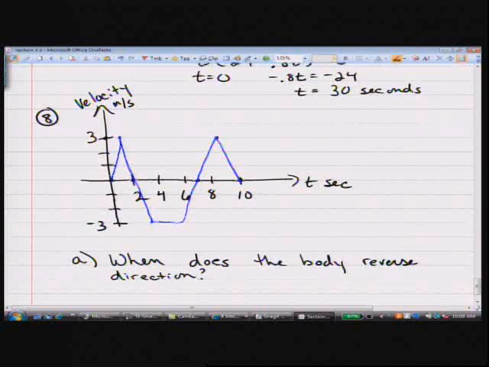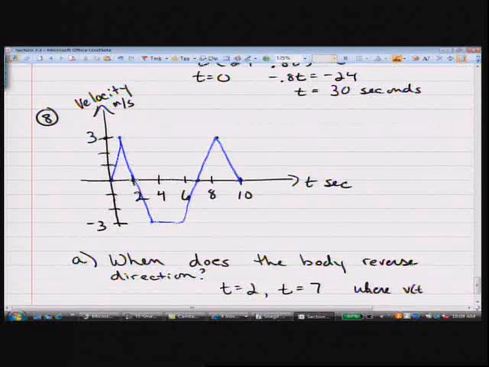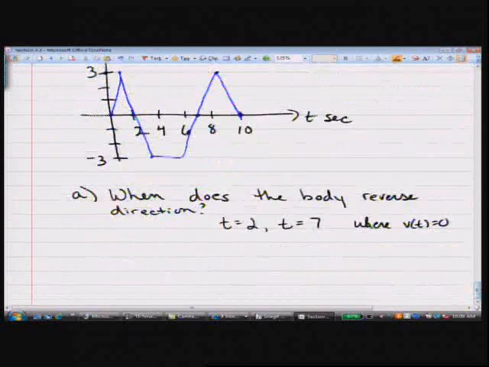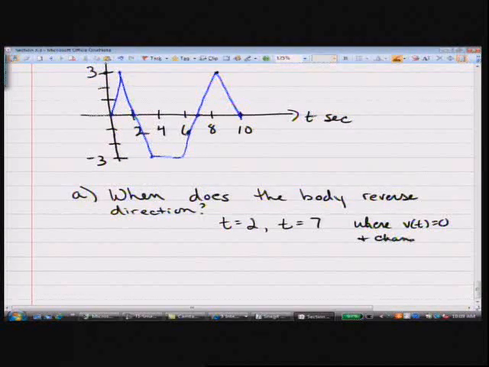Does that make sense? But since it actually passed through the axis, that means here the velocity is positive, it's going right, then all of a sudden the velocity is negative, so it's going left, so it must have changed direction at 2, the moment that the velocity was 0. Okay, so this is at t equals 2 and at t equals 7, because this is where velocity equals 0 and changes sign.